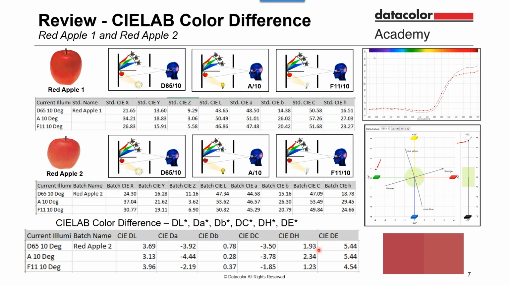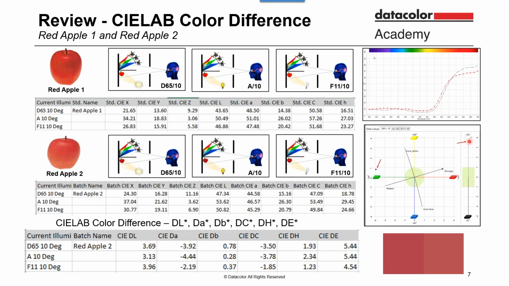The delta H is the hue difference. It's 1.93 away from the hue line. And the total delta E between the two is 5.44. And quickly over here, you can see where here's my batch, and my standard is positioned here in the AB space, and this is the lightness direction.